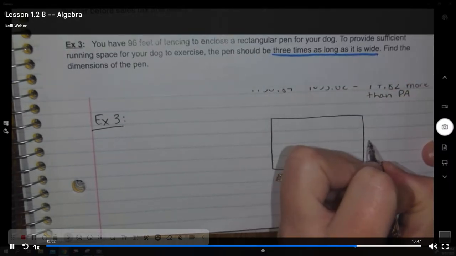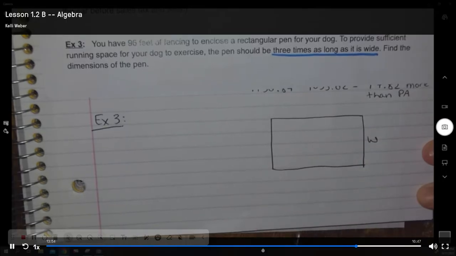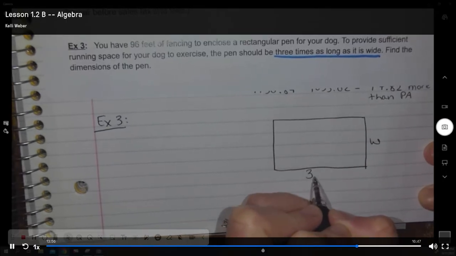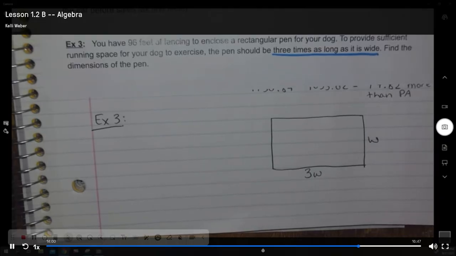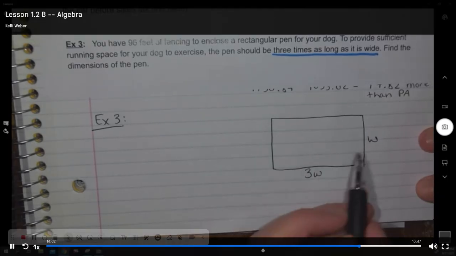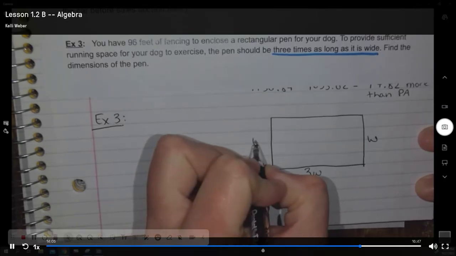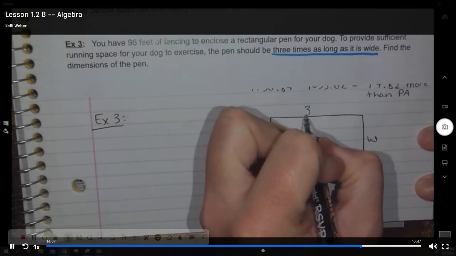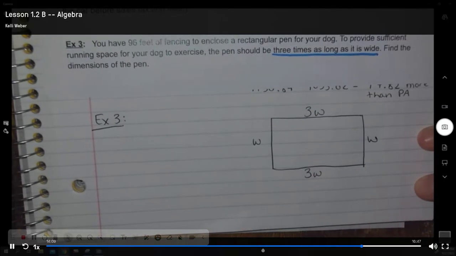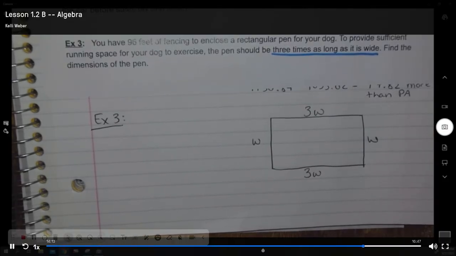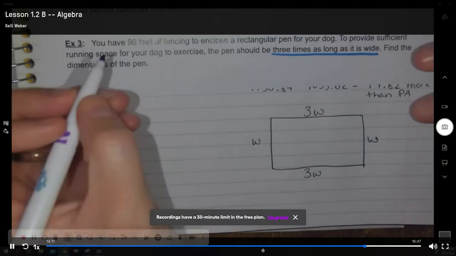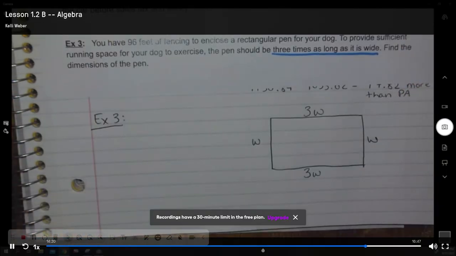So if we don't know the width, we'll call it W. And we know that the length has to be 3 times what that is. And remember, because it's a rectangle, we are going to have 2 sides that measure the same. So those opposite sides are going to have the same measurement. So when I go to do this, I know that I have a total 96 feet of fencing.